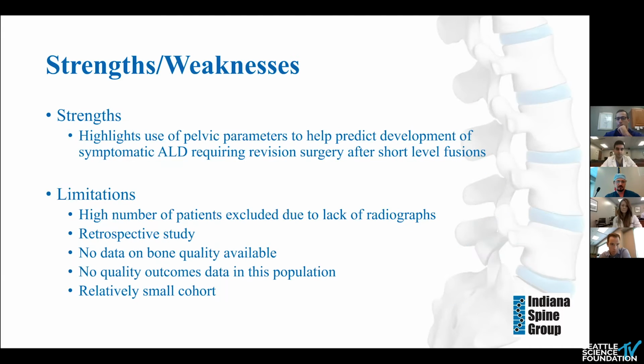So some of the strengths of this study: again, they highlighted the use of the pelvic parameters to predict development of symptomatic ALD, and then did give us some odds ratios with different PI-LL mismatches. They had several limitations. Some of it was due to the retrospective nature of the study. They did have to exclude a high number of patients from their initial cohort due to lack of imaging. They did not have any data on bone quality or quality outcome data, and it was a relatively small cohort.